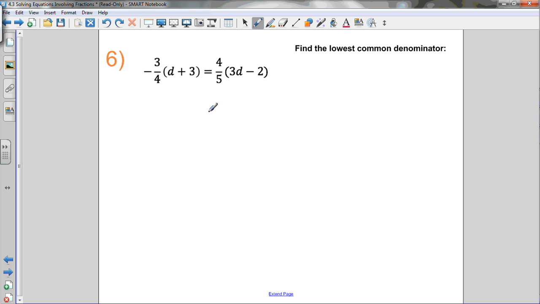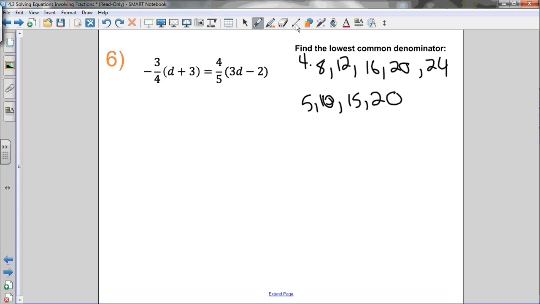Find the lowest common multiple of 4 and 5. If you can't find it just by thinking about it, count by 4s, count by 5s, find the lowest common number between those two lists. So let's find out. So 4, 8, 12, 16, 20, 24, and so on. And if I count by 5s, 5, 10, 15, 20. Okay, so I found one that they have in common. The lowest one they have in common is 20.